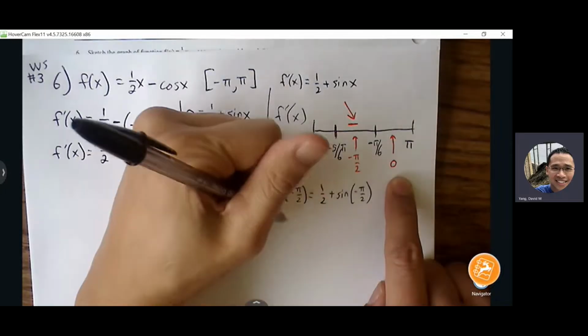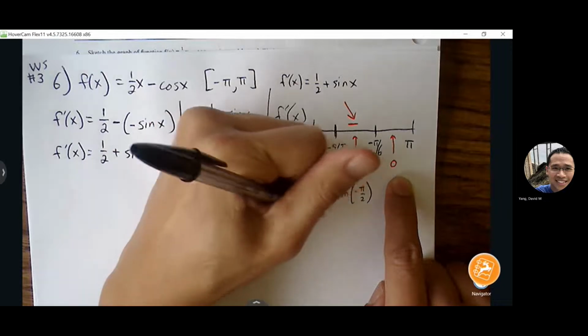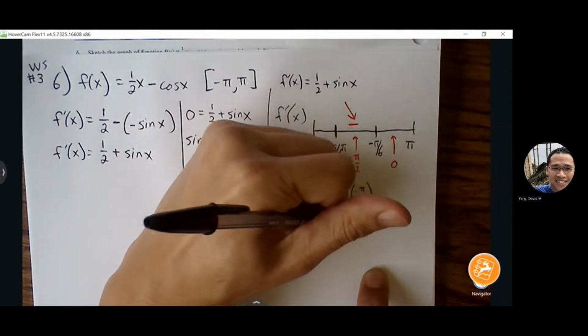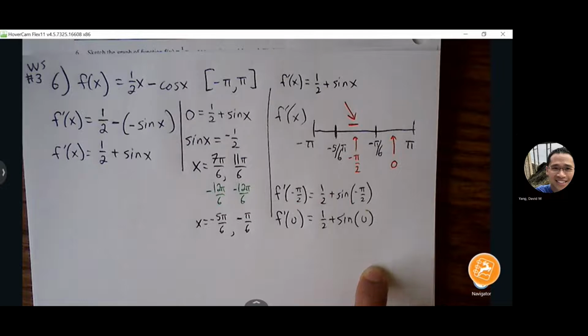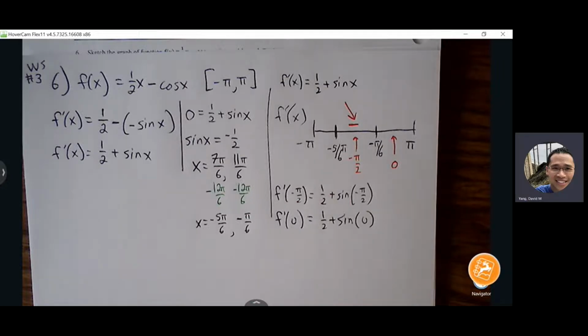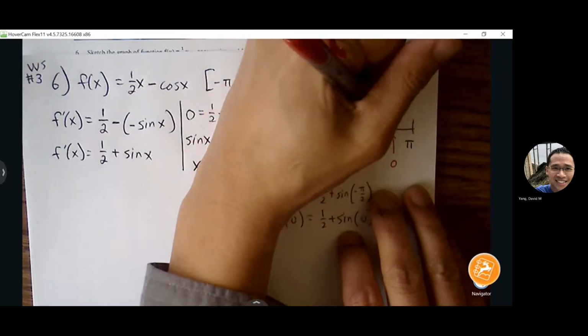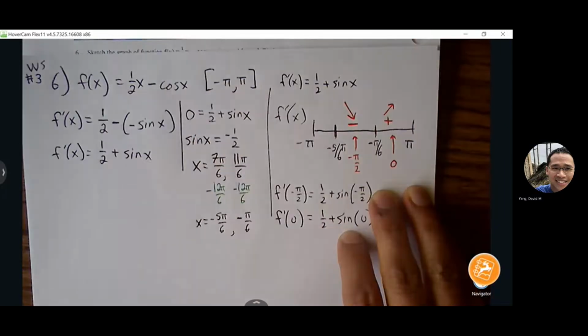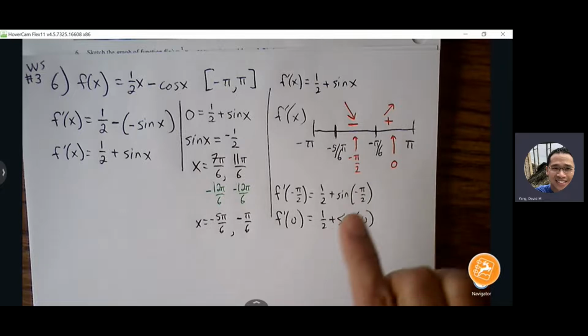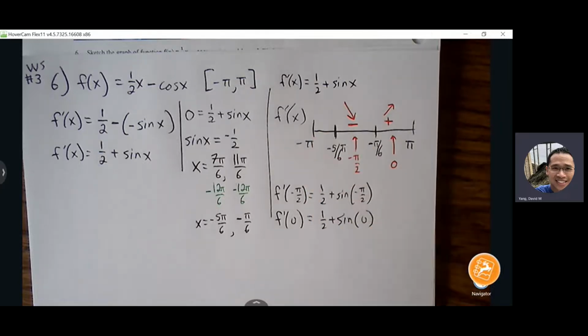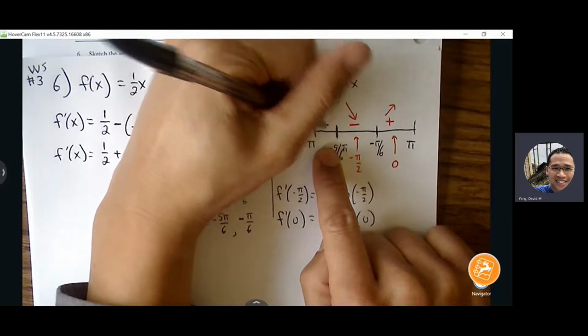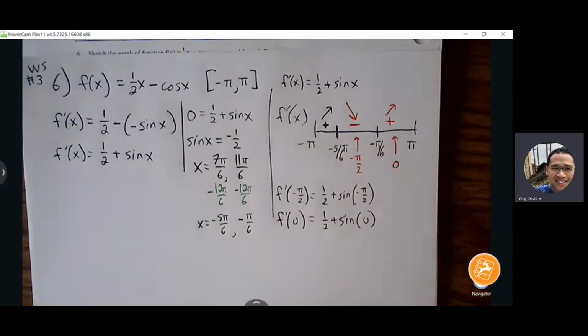Okay, let's test 0, f prime of 0. Sine of 0 is going to be 0. 0 plus 1/2 is 1/2. And I know I can't find anything here, but my graph is just going to oscillate, so I know it's going to be increasing here. Okay, questions here?